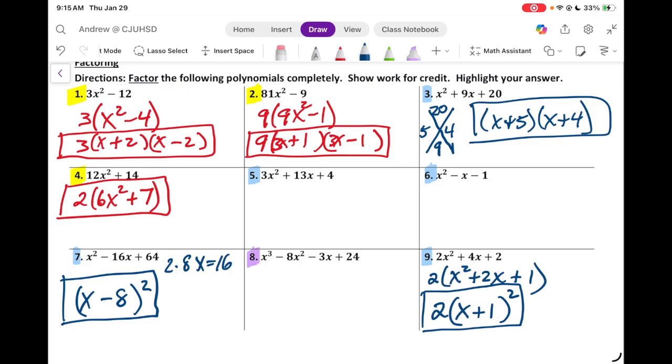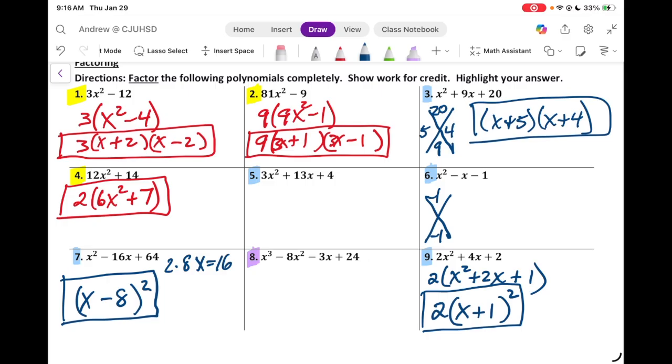Two left to do. Now number 5 starts with a 3. Number 6 doesn't. So let's look at number 6. Is there a number that will multiply to -1 that adds to -1? Or actually two numbers that do that. It doesn't seem very likely. But maybe we're just having an off day, a bad day.